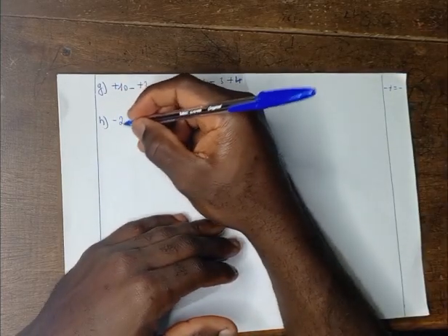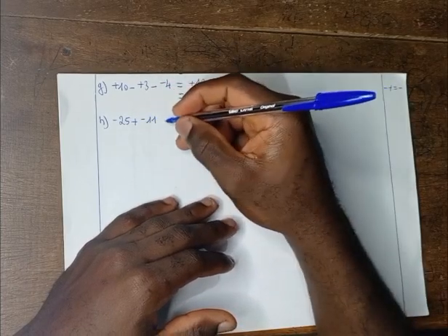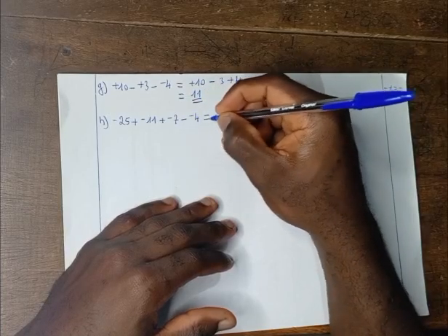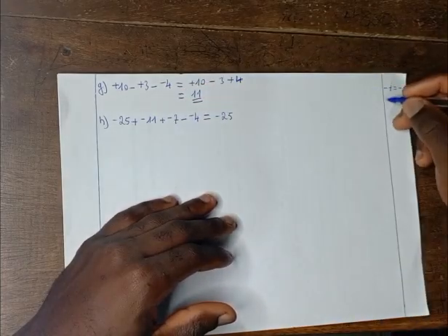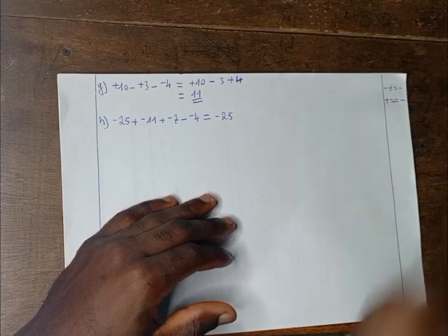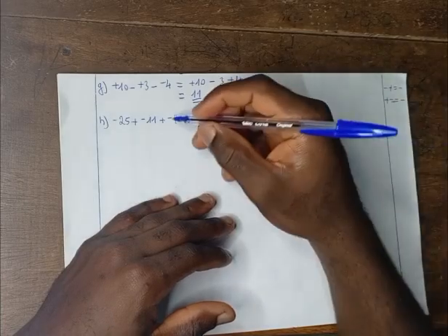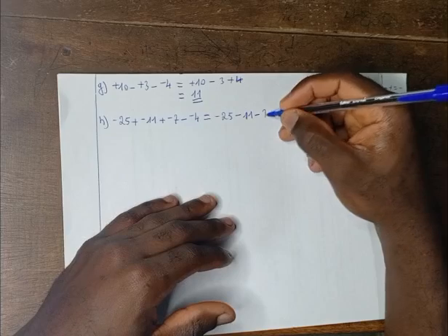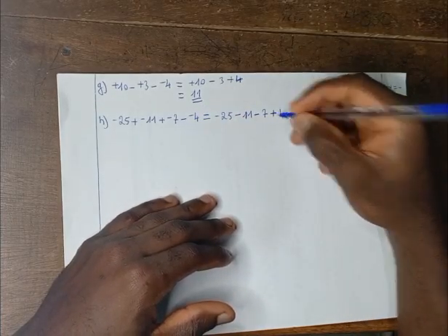Question H, we have negative 25 plus negative 11 plus negative 7 minus negative 4. This will simply be equal to negative 25. When we have positive negative, the resulting sign is negative. So this will give us negative 25 minus 11. Here again, we still have positive negative. The resulting sign will be negative, minus 7. We have two negative signs, the resulting sign will be positive.